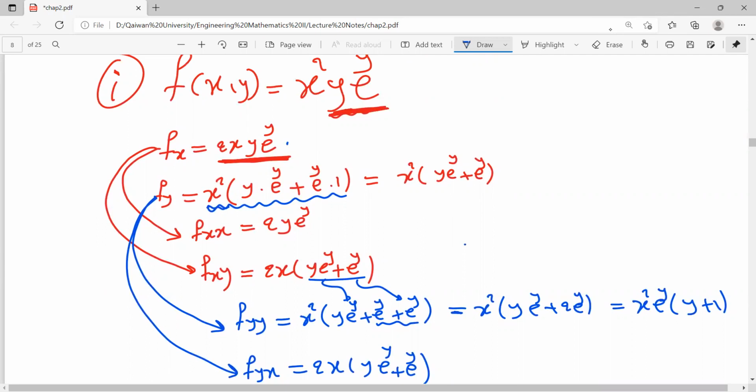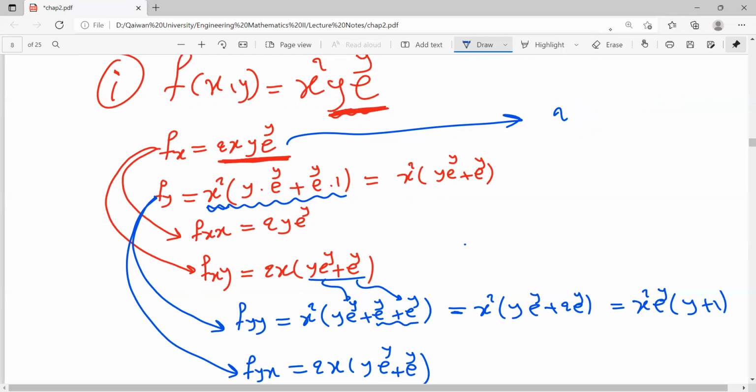Look, this is f sub x. If we take the derivative of this function with respect to x, what do we get? Here, 2y e^y is constant times x. What's the derivative of x? Yes, that's one.